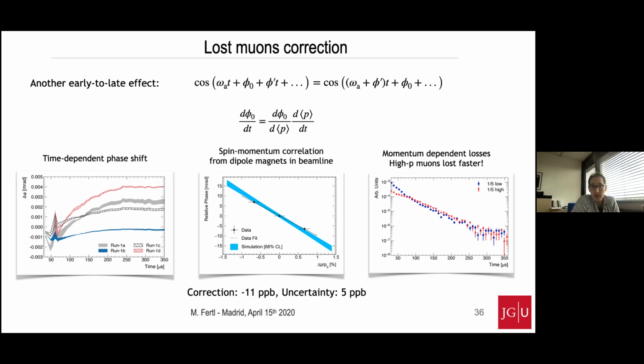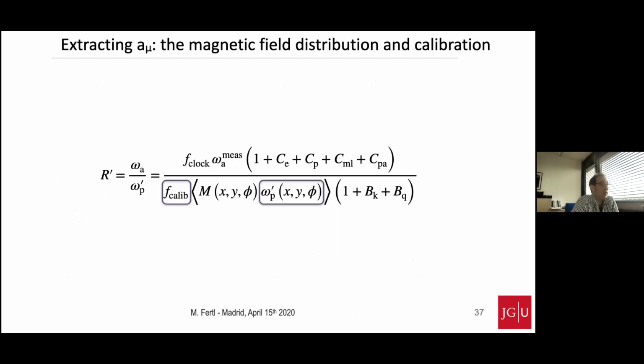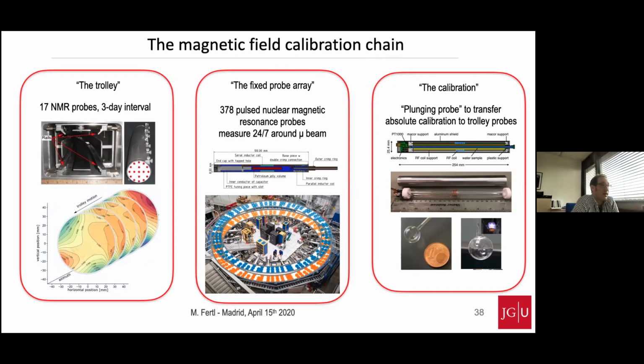So let me now change from the numerator of the expression to the denominator and talk a little bit more about the magnetic field and its calibration. We have a complete chain to calibrate the magnetic field over the spatial and the temporal distribution. We employ the so-called trolley, which is a semi-automatic device that we can pull through the magnet roughly every 3 days when there are no muons stored in the ring.